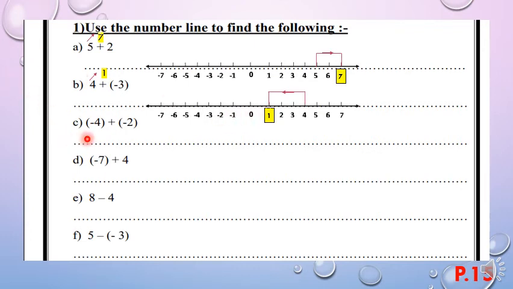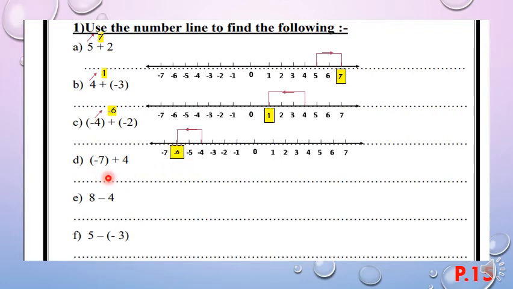C. Negative 4 plus negative 2. The result is negative 6. I'm going to move from negative 4 till I reach negative 6 on the number line. Here is negative 4. Then I will go left to reach negative 6. Then I will go down on it.